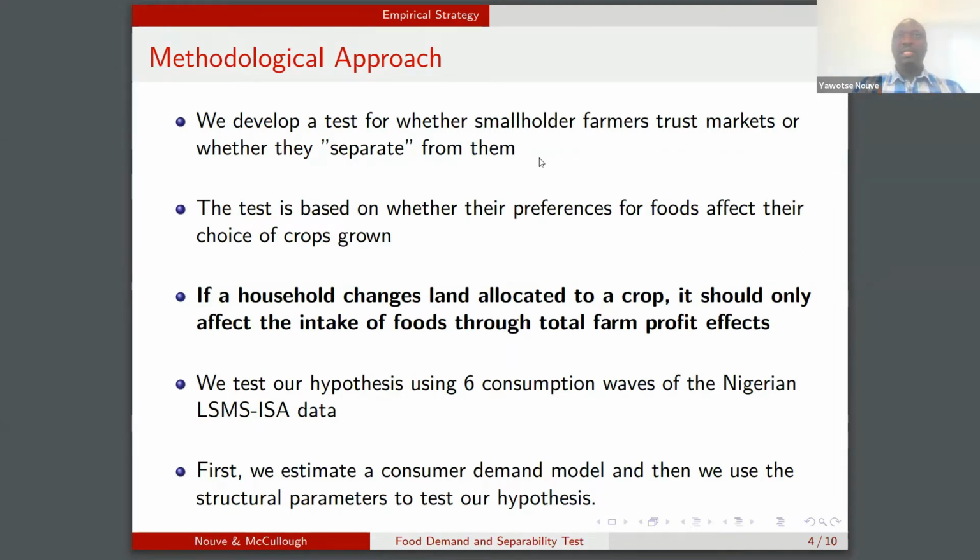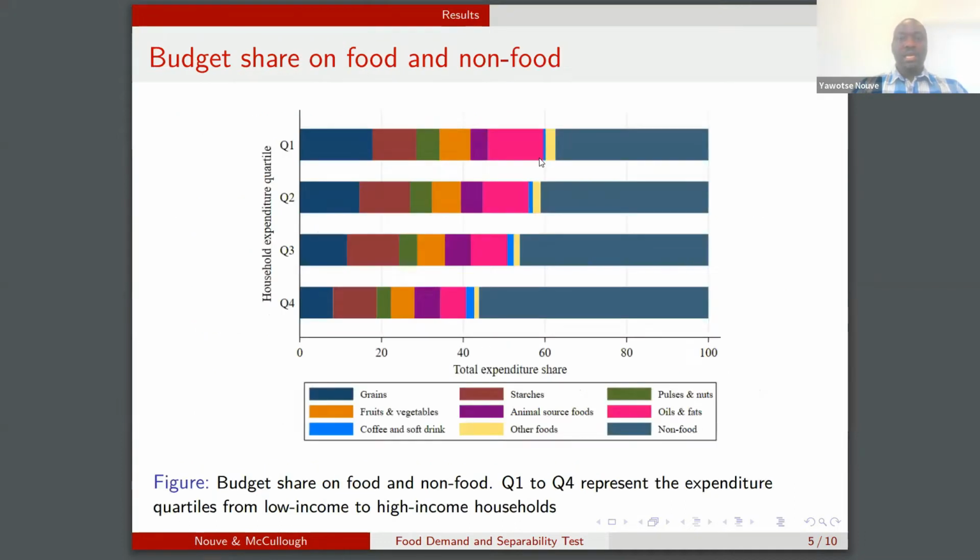To test this hypothesis, we use 6 food consumption waves of the Nigerian LSMS dataset, which is a publicly available World Bank data. We estimate a demand system over several food groups, and then we use the estimated demand parameters to calculate a ratio. Normally, if markets function well, our calculated ratio should be equal to 1. So let's take a look at the result.